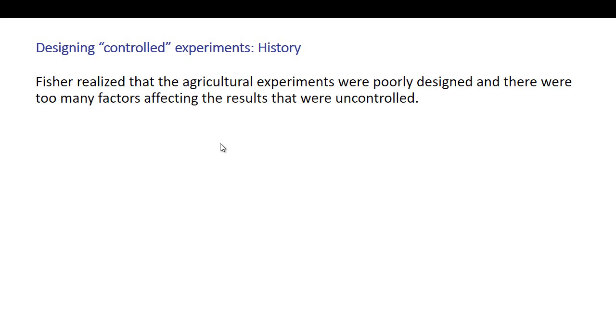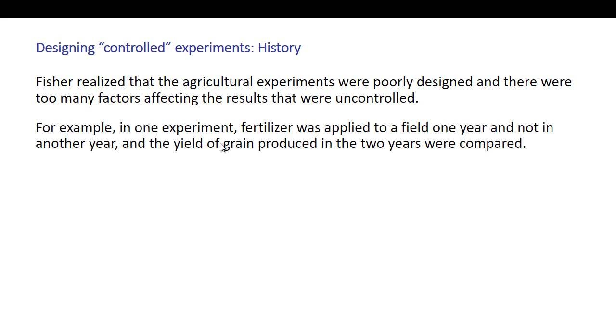Fisher realized that the agricultural experiments were poorly designed, and there were too many factors affecting the results that were uncontrolled. For example, in one experiment, fertilizer was applied to a field 1 year and not in another year, and the yield of grain produced in the 2 years were compared.